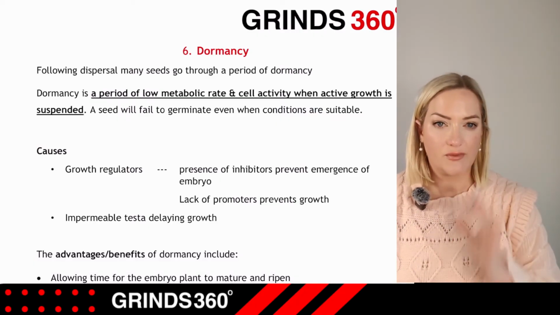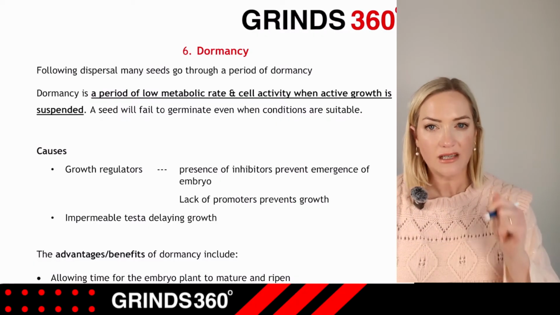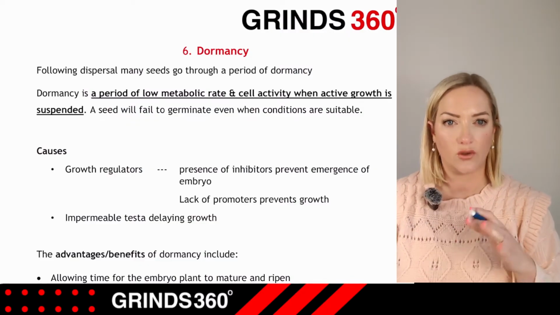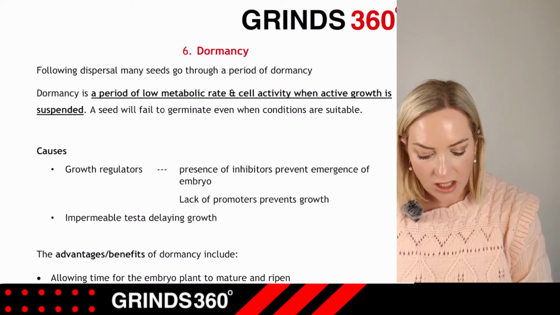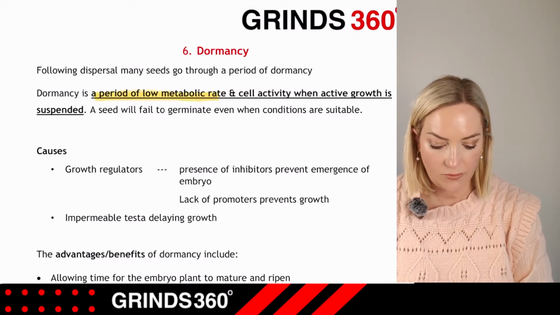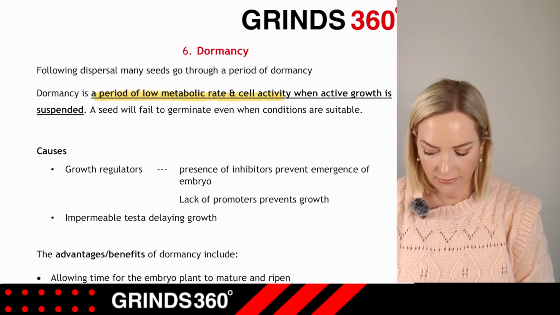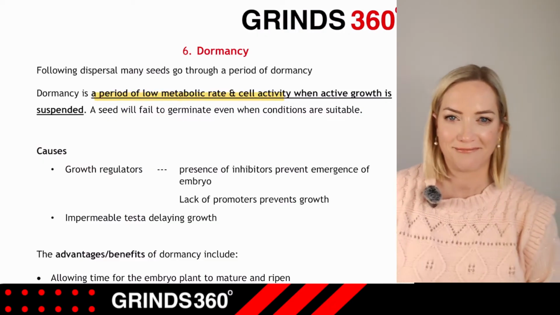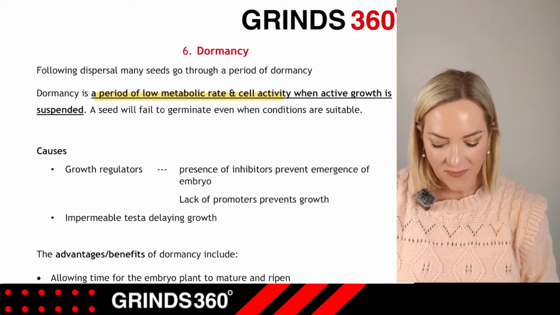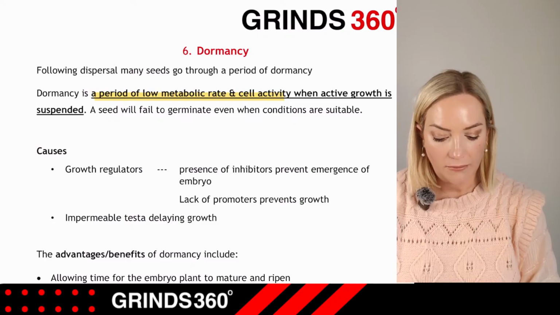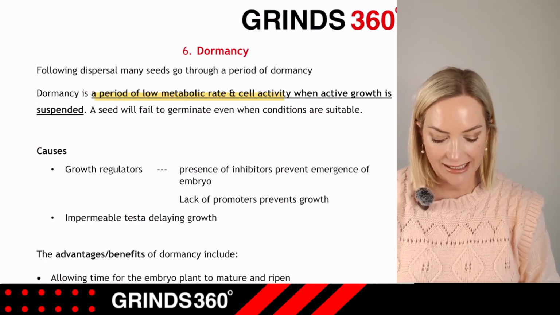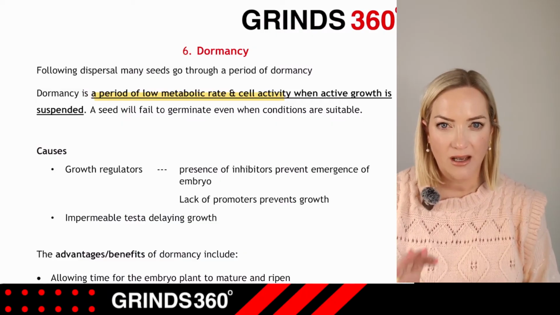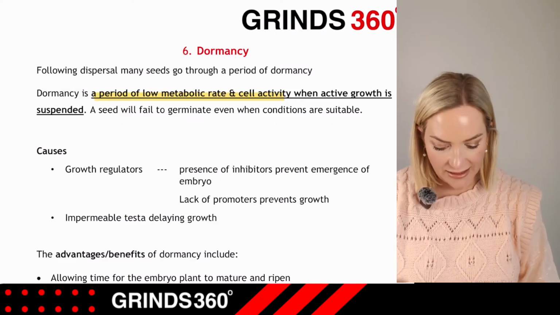So following dispersal, what can happen? The seed may go through a period of dormancy. What is dormancy? Dormancy is a period of low metabolic rate and cell activity. Okay, so that's what it is. So when the active growth is suspended, that's what it is.